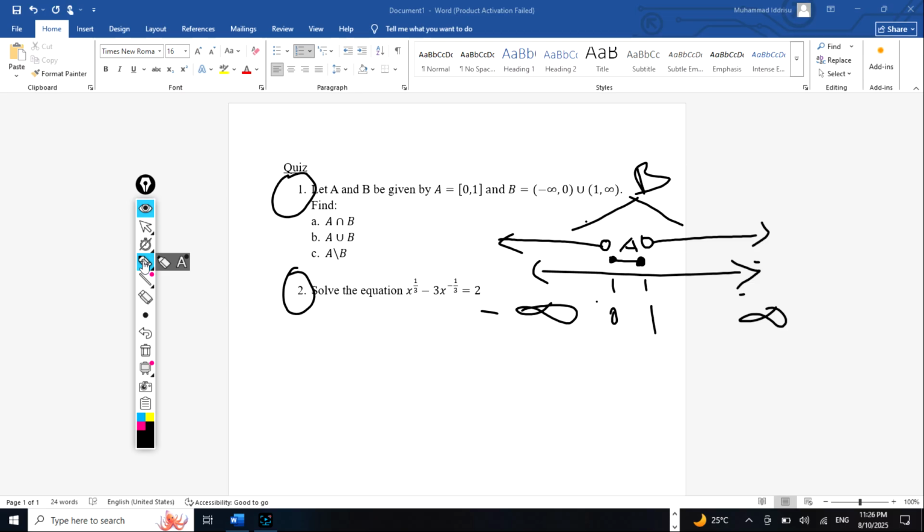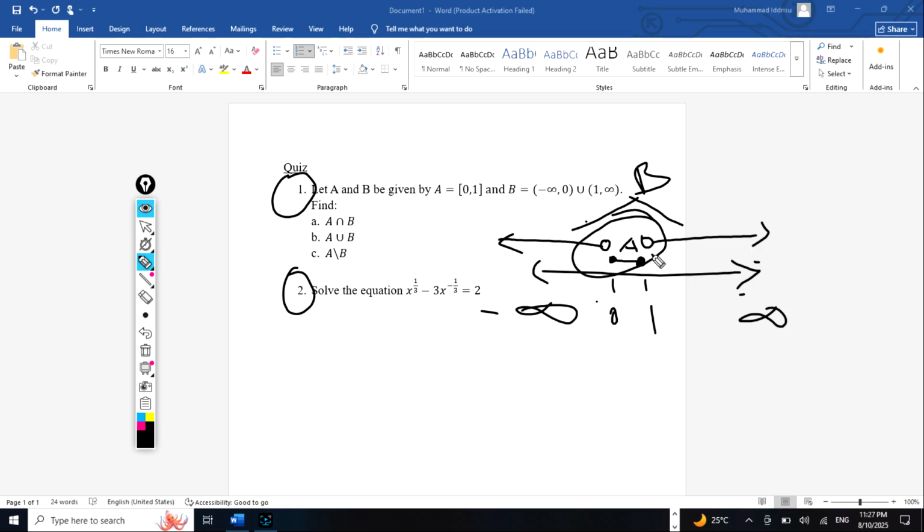So negative infinity to 0, union 1, and that 1 to start from just 1 going to infinity, but it does not also include 1. So with this we can see clearly from our Venn diagram, if we check, you won't see any point of intersection.